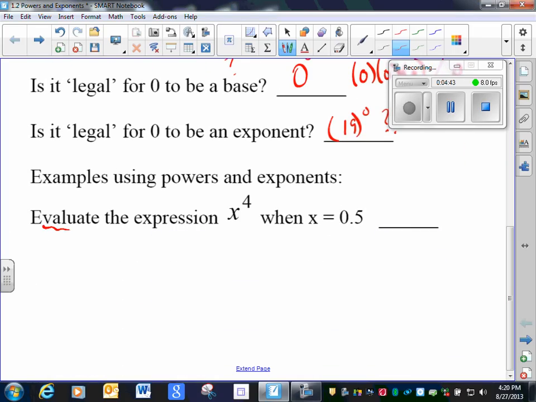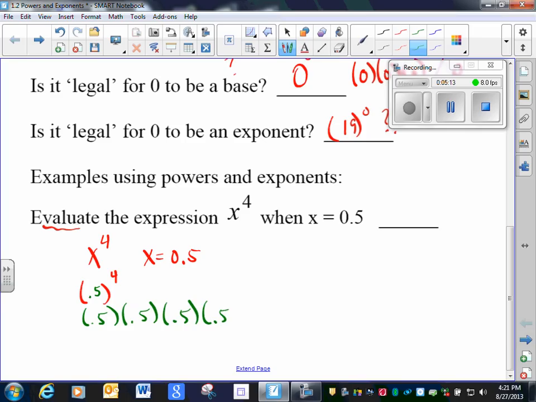Evaluate. So there's some terminology that you did on your homework for last class. I want you to take x to the 4th, and I want x to have the value of 0.5 or 1/2, which means you're going to plug in 0.5 for x, and you're going to evaluate it, which means you're really going to stretch it out and say, I need to take 0.5 and I need to multiply him 4 times. Now that's a lot of arithmetic.